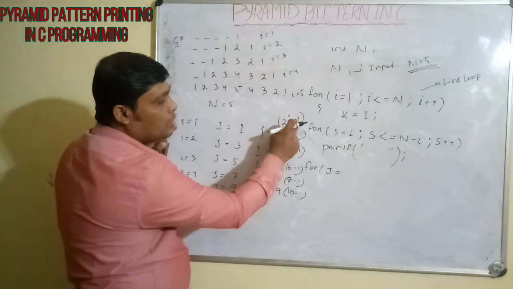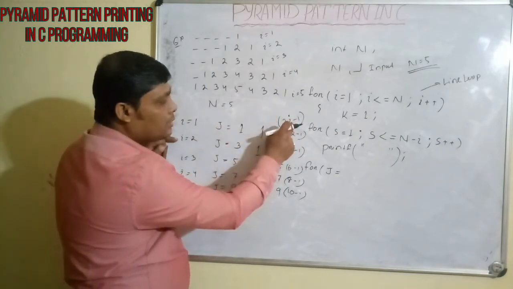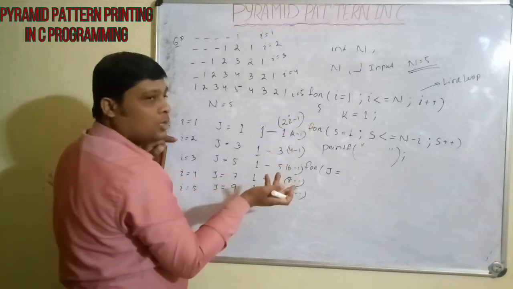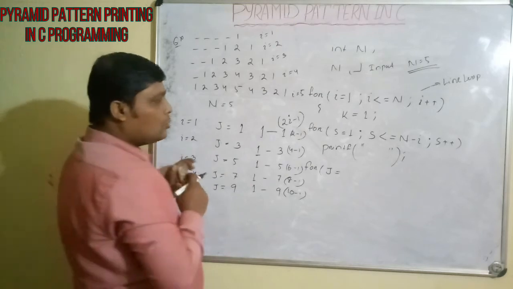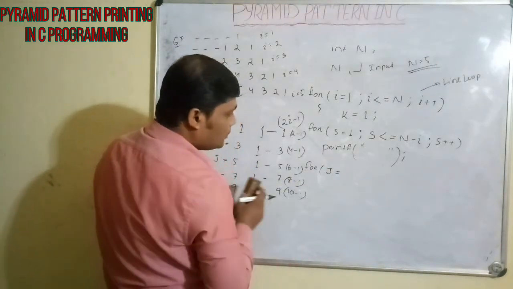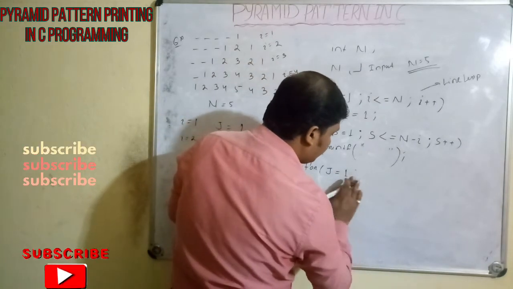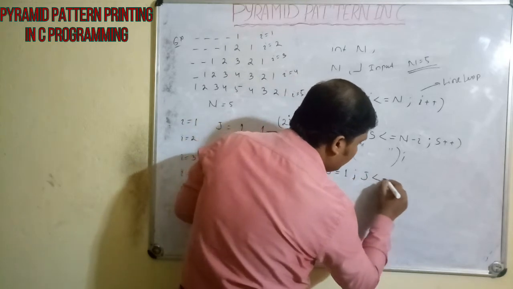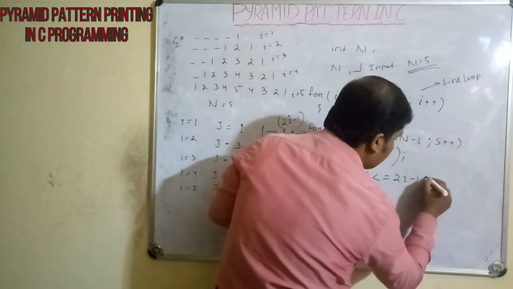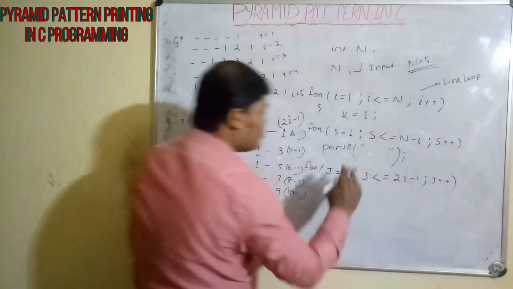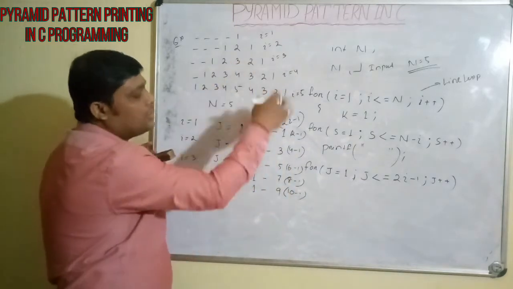Just see. i value 1: 2 into 1 minus 1, this is 1. i value 2: 2 into i, that is 4, minus 1, this is 3. You can derive the values. Clear? So if I take a j loop, j equal to 1, j less than or equal to 2i minus 1, then j plus plus. How many numbers is it printing?